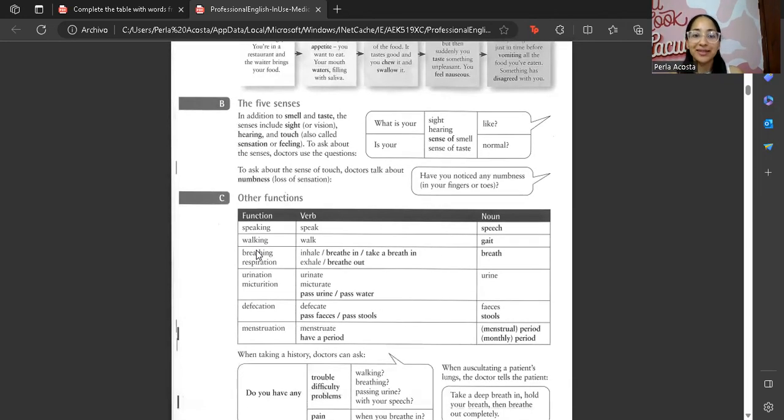Okay, B, the five senses. In addition to smell and taste, the senses include sight or vision, hearing, and touch, also called sensation or feeling. To ask about the senses, doctors use the questions: What is your sight like? What is your hearing like? Is your sense of smell normal? Is your sense of taste normal? To ask about the sense of touch, doctors talk about numbness, loss of sensation. Have you noticed any numbness in your fingers or toes?